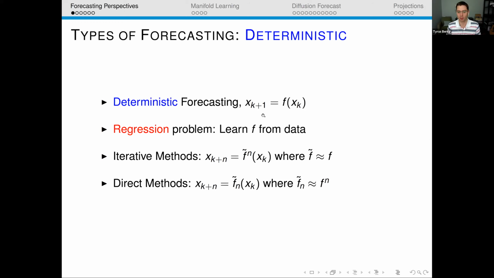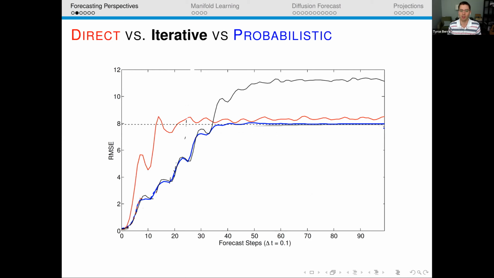Essentially, if you're trying to learn this kind of dynamics from data, it's a regression problem. Your goal is to learn the function f. But already there's two choices. You can do what I would call iterative methods, where you approximate the one-time step forecast function, and then to forecast further into the future, you iterate that by applying the one-step forecast multiple times. Or you can do what I would call direct methods, where you build a different interpolator for each forecast time. An interpolator for the time 1 forecast, an interpolator for the time 2 forecast. And these have different behaviors typically.